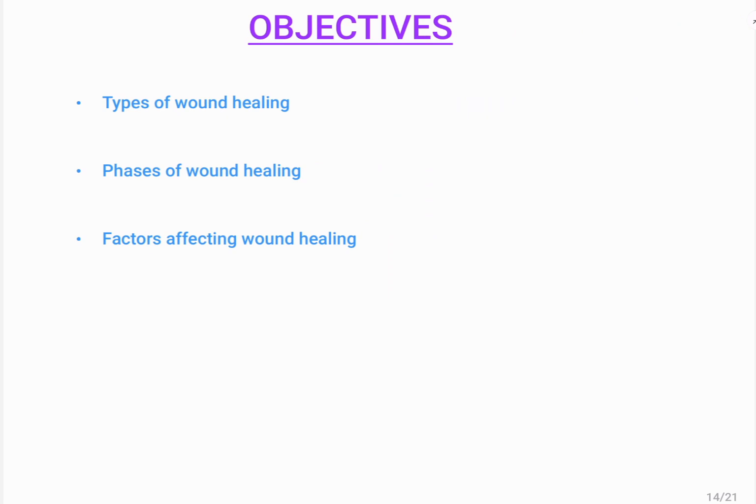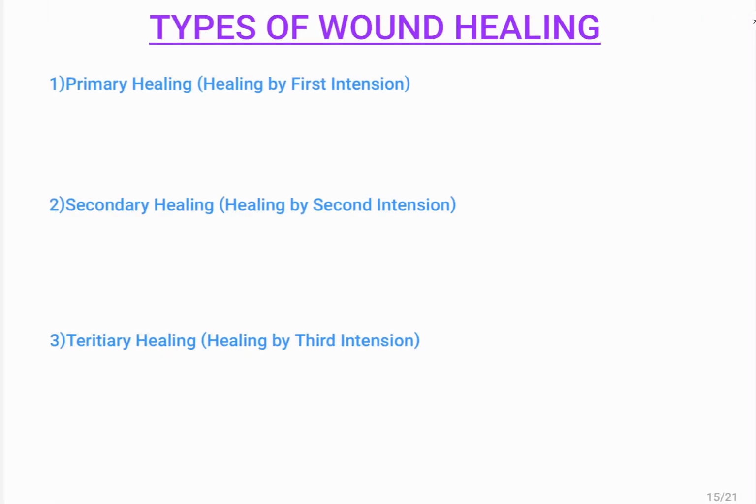Now let's see what are the learning objectives in this video. They are types of wound healing, phases of wound healing and factors affecting wound healing. Let us come to the first objective, that is types of wound healing. Types of wound healing are grouped into majorly three types: primary healing, secondary healing, and tertiary healing. The primary healing is also called healing by first intention, secondary healing, healing by second intention, and last, tertiary healing, healing by third intention.